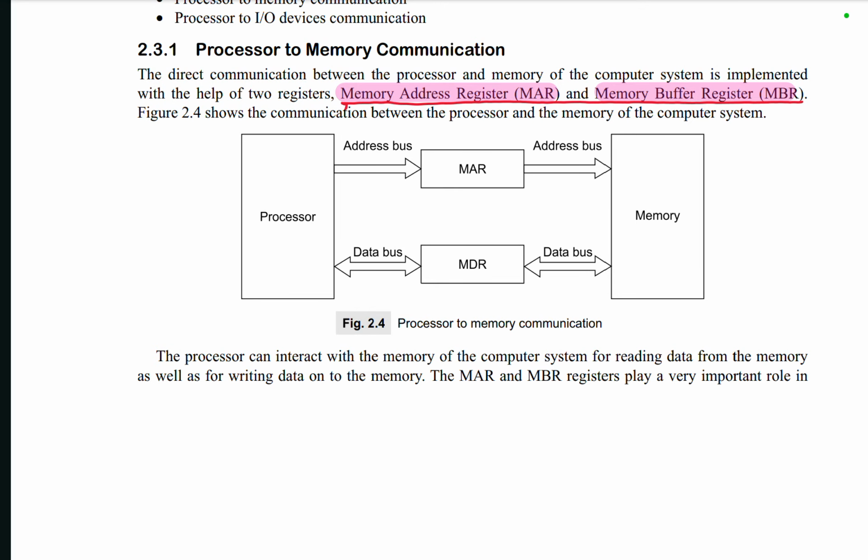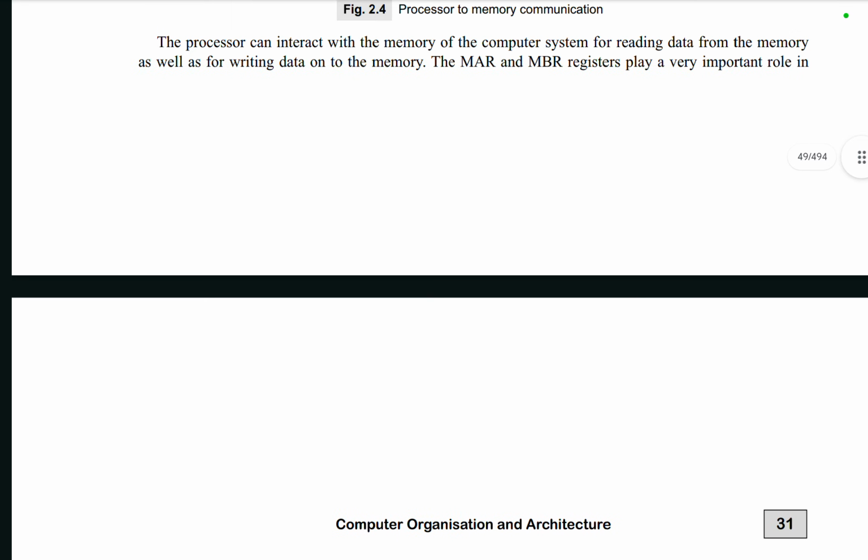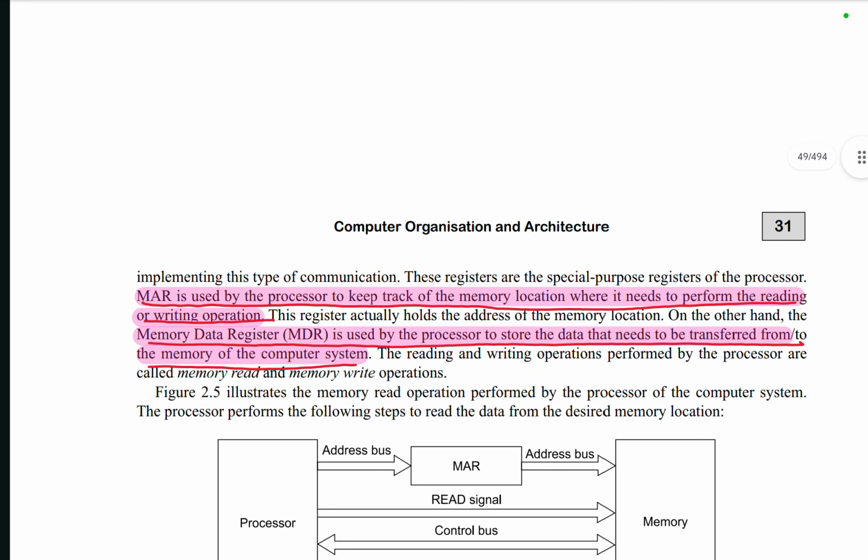Address bus is unidirectional, and data bus is bidirectional. MAR is used by the processor to keep track of the memory location where it needs to perform the reading or writing operation.